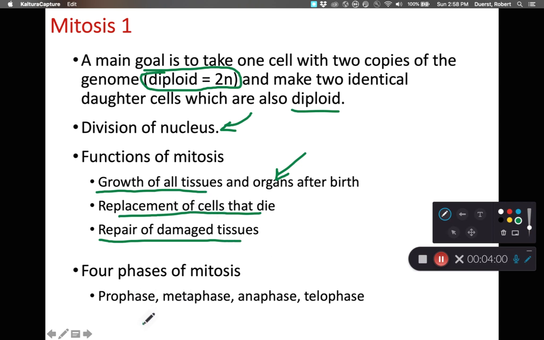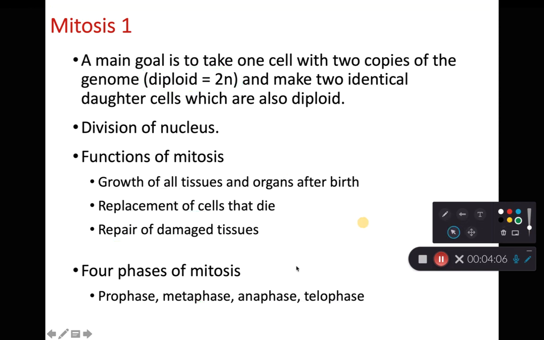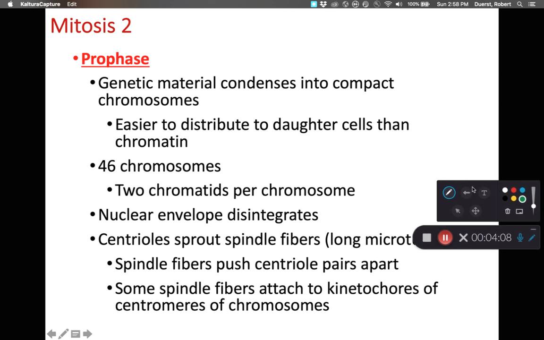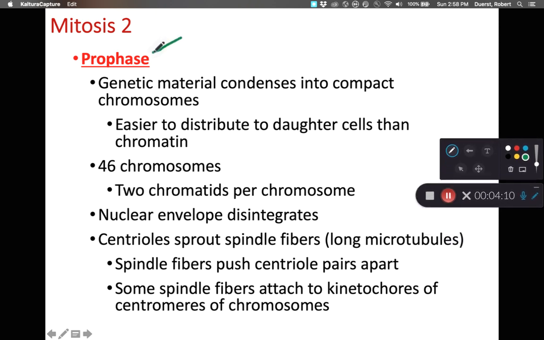Mitosis is broken up into 4 key phases: prophase, metaphase, anaphase, and telophase. As we look at those 4 phases, we'll dive into prophase first. Prophase is going to be primarily highlighted by taking our genetic material and condensing it into chromosomes. So the beginning of mitosis is when you go from not seeing a chromosome in the nucleus to suddenly being able to see the chromosomes within the nucleus.